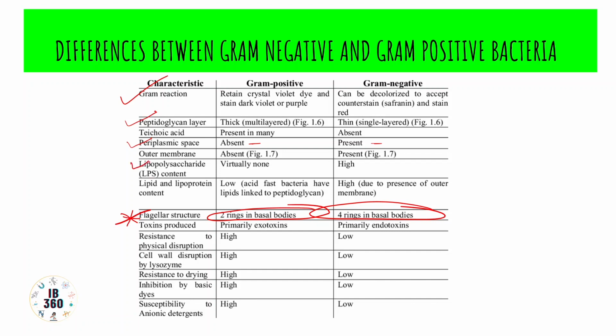LPS content is virtually none in gram positive but high in gram negative. Then cell wall disruption by lysozyme is high in gram positive while low in gram negative. Resistance to drying is high here, low here. Inhibition by basic dye is high here, low here. Susceptibility to anionic detergents is also high here and low here. So this is all about gram positive and gram negative bacteria for today.